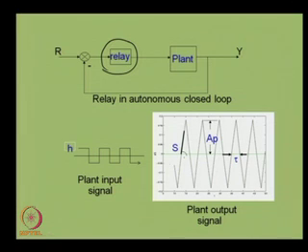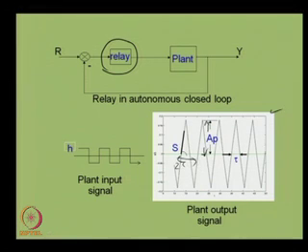get output of this form. Look at the output carefully. The output of the plant when relay is in the loop becomes oscillatory. So, it gives a typical oscillatory output, a periodic output as well, which has some peak amplitude given by A p, and the time period given by 2 tau.